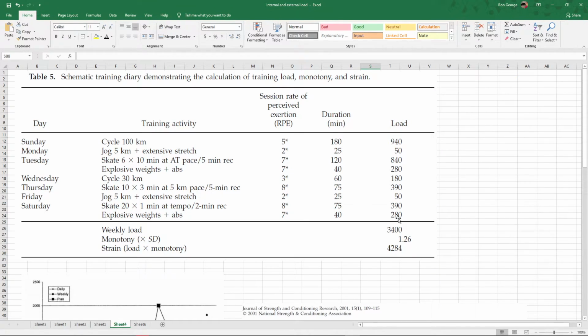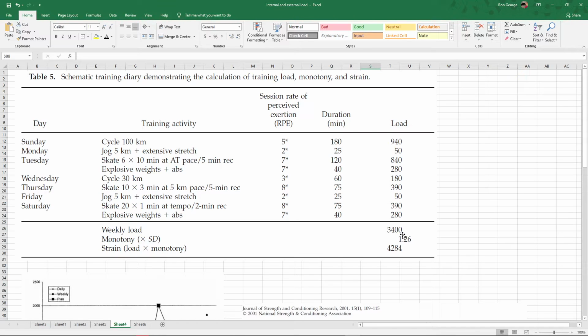4284. So what this is saying is that you have a training load, but you don't really know how that athlete is varying the training load each day. If the athlete is making sure they're varying it nicely, so one day hard, one day easy, one day moderate, one day hard, one day easy, then you get a higher monotony, right? It's not so monotonous, I guess. Every day is not the same.